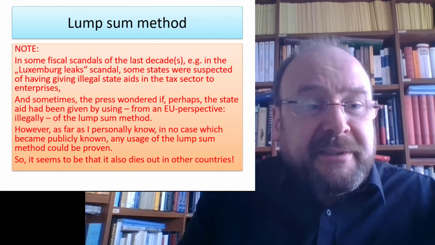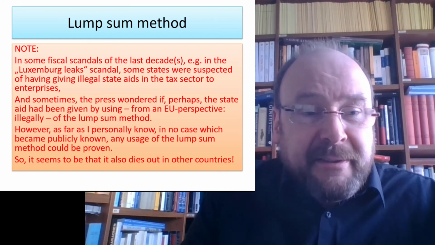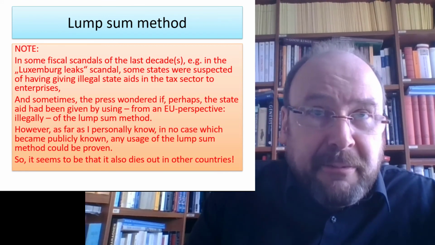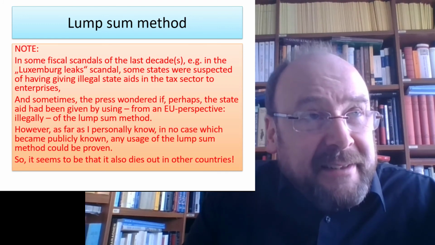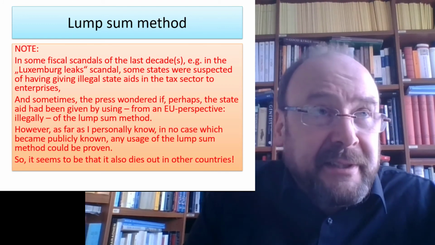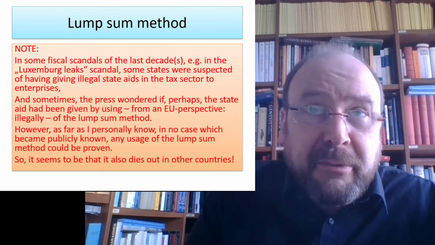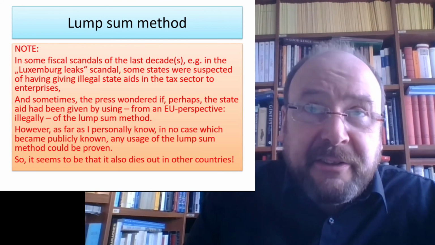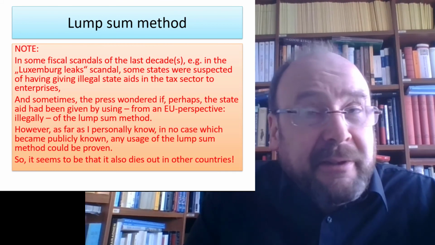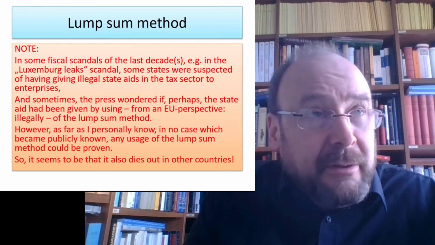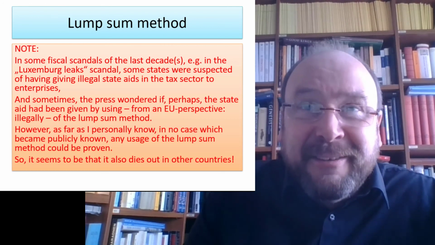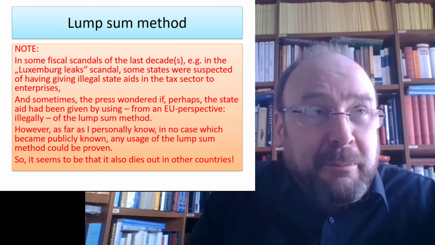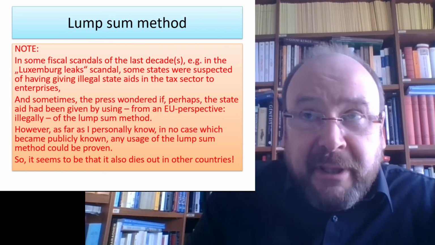What you should memorize is only that the lump sum method exists, that the basic idea is that it is an arbitrary reduction of the tax burden, and that this is the reason why, in reality, it dies out and can no longer be practiced, because it is a violation of state aid rules. And by the way, naturally, it is a huge vehicle for corruption if it is not strongly secured by precaution measures.